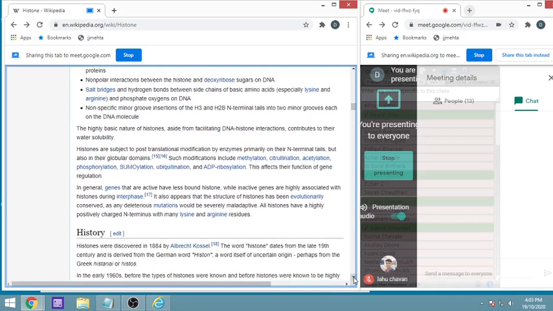They are subject to a post-translational modification by enzymes. Post-translation means after translation, after protein synthesis, whatsoever modification takes place, we will call it a post-translational modification. Primarily on their N-terminal tails, but also in their globular domains. And such modifications include methylation, citrullination, acetylation, phosphorylation, sumoylation, ubiquitination, and ADP ribosylation.